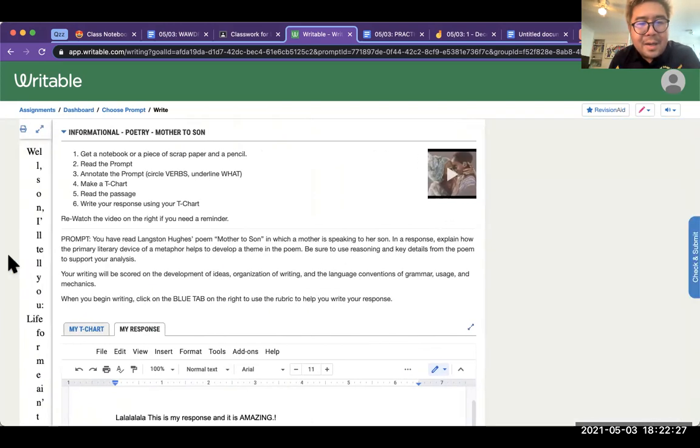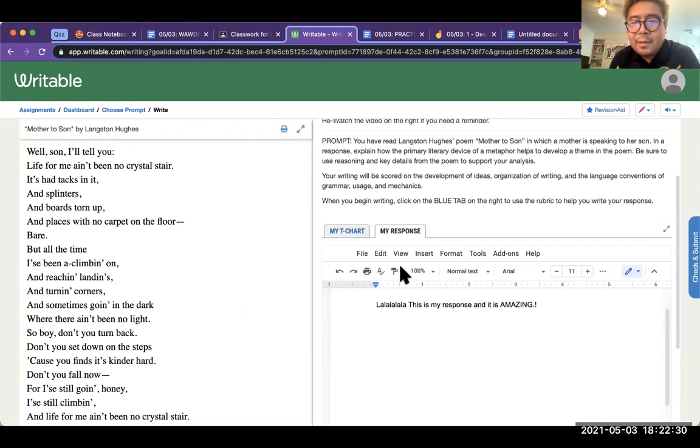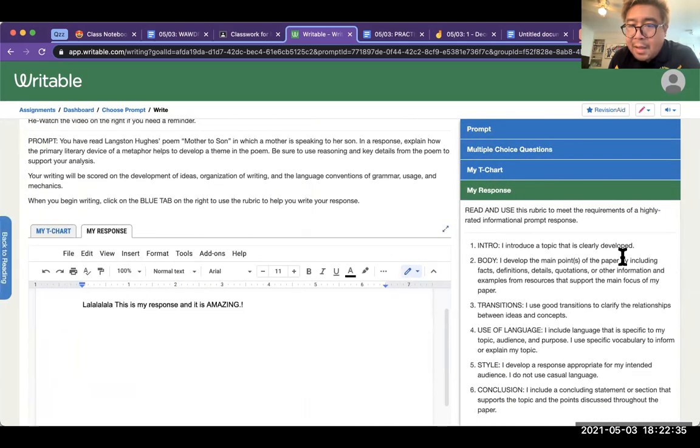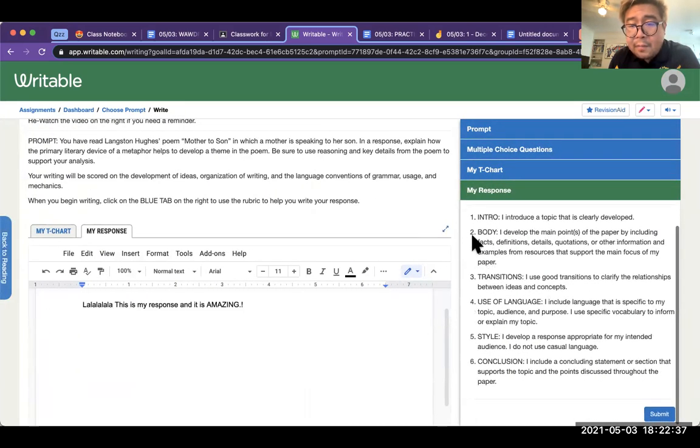So actually, while you're writing your response, hint, hint, you can click on that blue thing on the right, check and submit, and you can guide yourself on how you should write your response. A good response should have an intro, a body, and a conclusion. It should have transitions and use formal language with good style. These are the actual rubrics that the teacher who will grade your test at the end of the year will use. So I put that there for you to see what we will be grading you on.